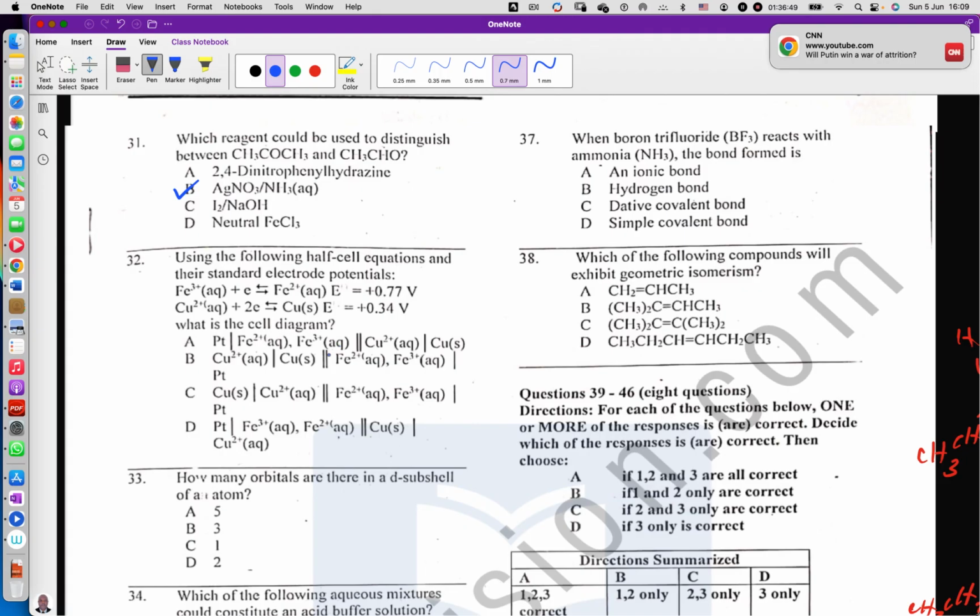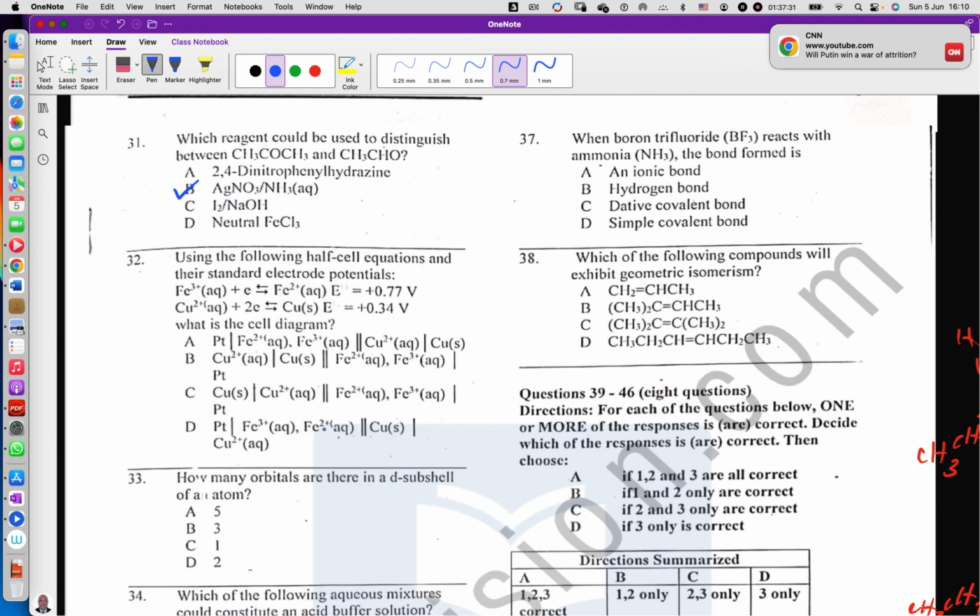32. Using the following half-cell equations and the standard electrode potentials, iron(III) ion plus an electron gives iron(II) ion. From the figures here, 0.77 volts shows that iron(III) is a better oxidizing agent. For that purpose, iron(III) will accept an electron and become reduced. Yes, it accepts an electron and becomes reduced here.